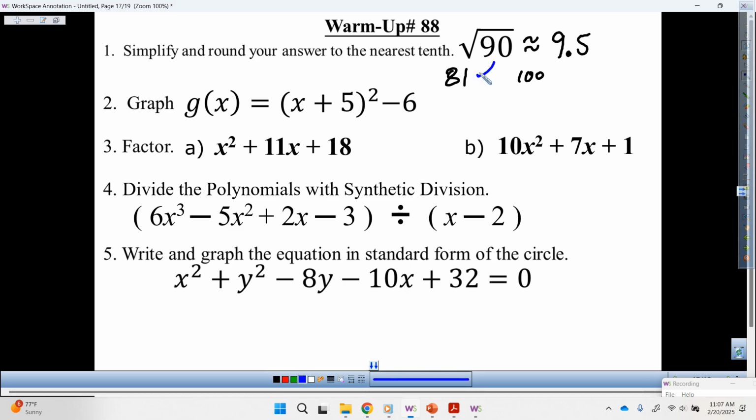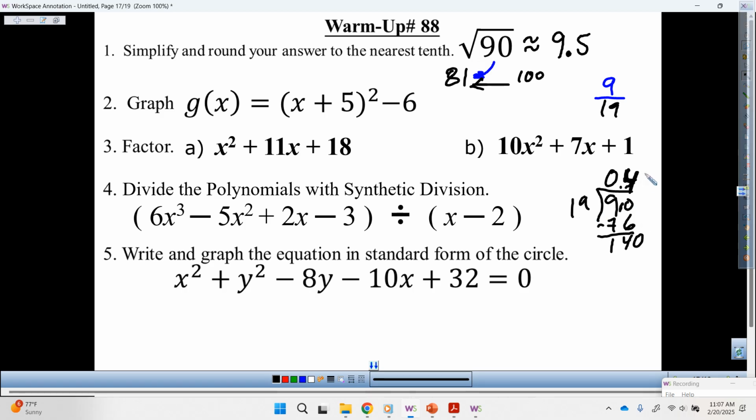So 90 minus 81, that's 9. 100 minus 81, that's 19. Therefore, 9 divided by 19 does not fit. Fits in there 4 times. 4 times 9, 36. We got 3. 4 times 1 is 4, plus 3, that's 7. Subtract, that's 14. Add another 0.